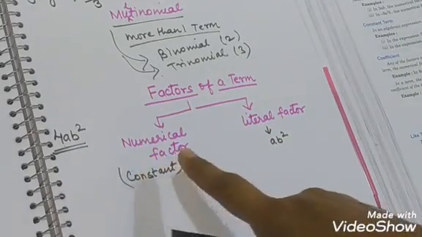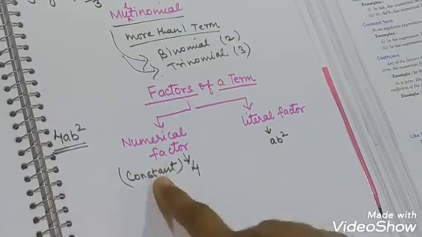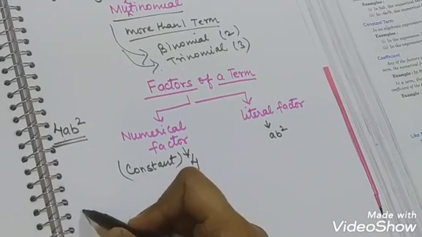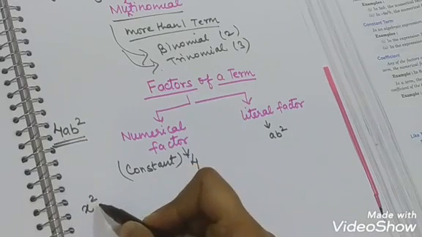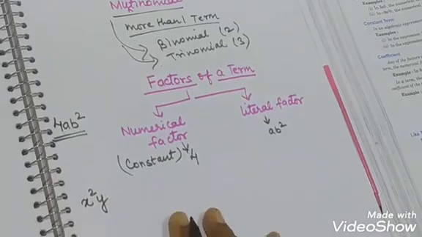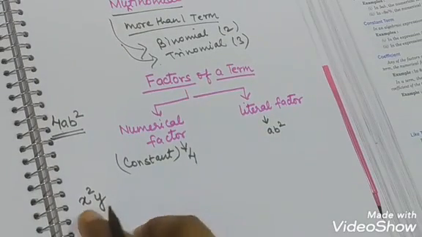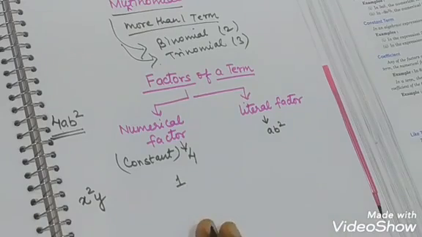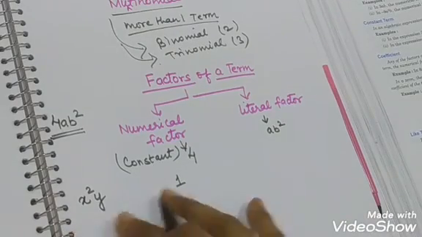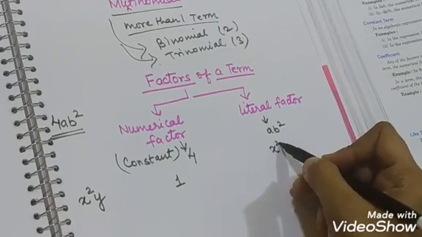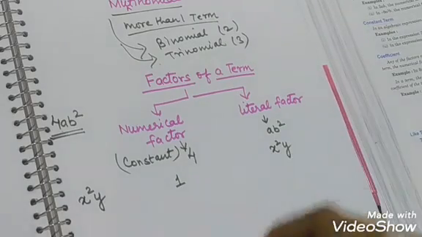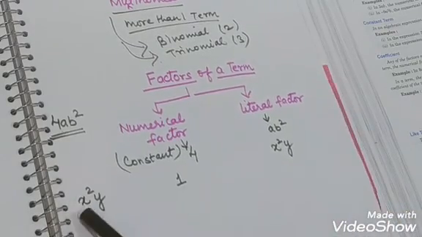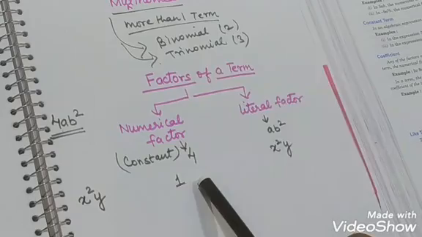Numerical factor is a constant number which comes in a term. Suppose I take an example of x square y. Here which constant is there? Here 1 is there. So its numerical factor will be 1. And what is the literal factor here? The literal factor is x square y. So literals or variables are called literal factors and constants are called numerical factors.